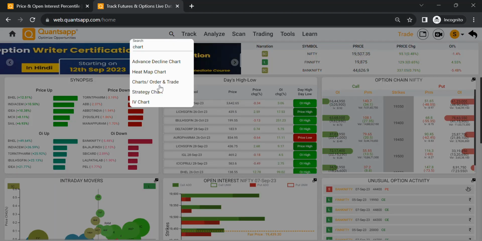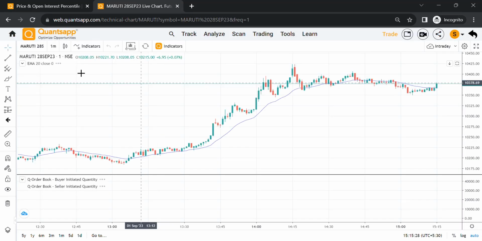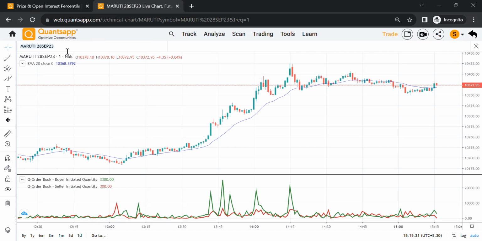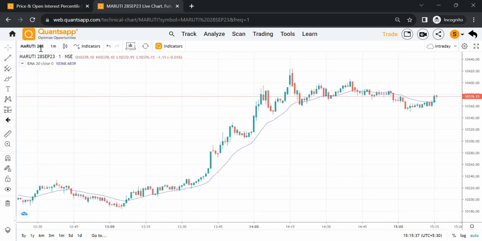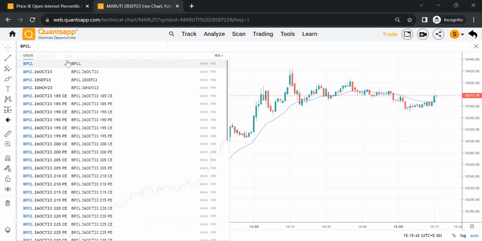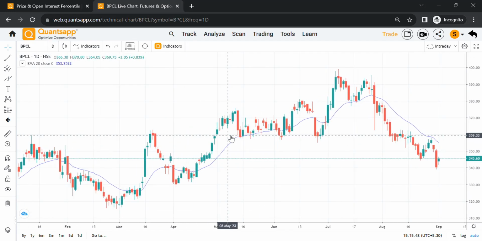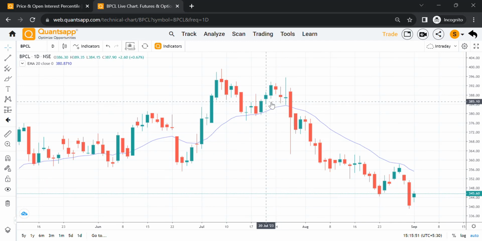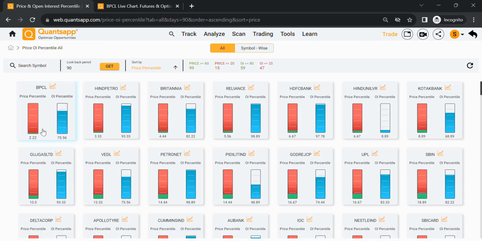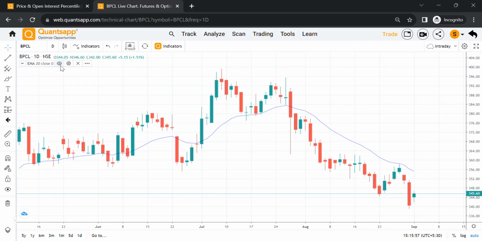Let's open the chart. Okay, so this is Maruti by the way. And let me just open BPCL. Okay, and let me plot a daily chart. Now if you see, the price of BPCL is falling, right? So all we need to do is just check the price percentile. If it is around 0 or below 20, that will tell us that the price is going down, whereas if it is around 90, that will tell us that the price is going up.